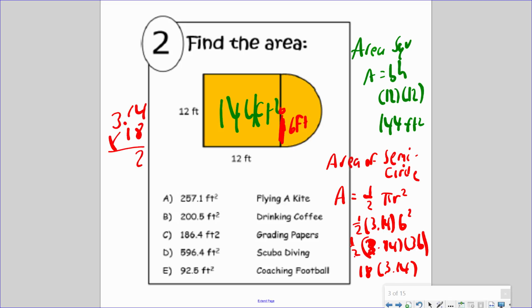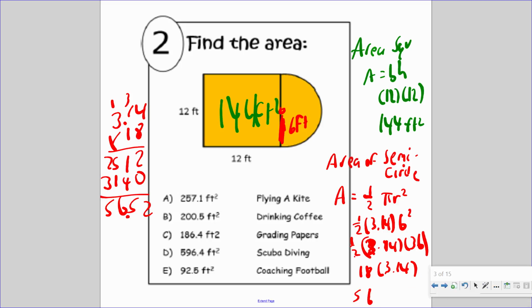That's 8 times 4 is 32, carry the 3. 8 plus 3 is 11, carry the 1. 24 plus 1 is 25. Placeholder, 1 times 4 is 4, 1 times 1 is 1, 1 times 3 is 3. If you add this up, you get 2 digits behind the decimal. So the area of the semicircle is 56.52. And together, 144 plus 56.52 is 200.52. The closest one I see is the answer choice.